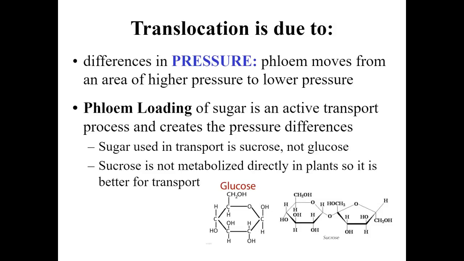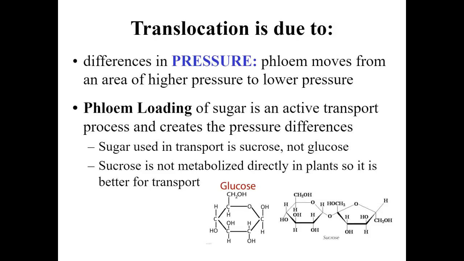The sugar that will be used for transport will be sucrose. It's not typically glucose. This is because sucrose is a disaccharide and glucose is a monosaccharide that is the most commonly used monosaccharide in cellular respiration. So if we tried to transport glucose through the phloem sap, it would get easily metabolized along the way because it's so easy for the cells to just grab onto that glucose and use it in cellular respiration.